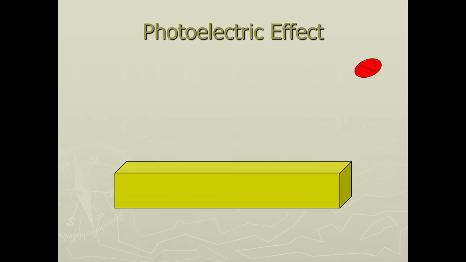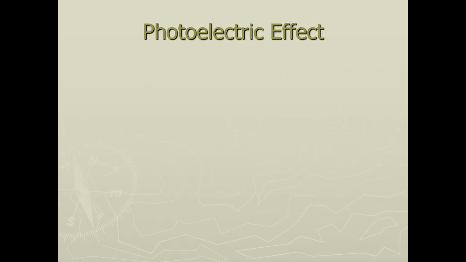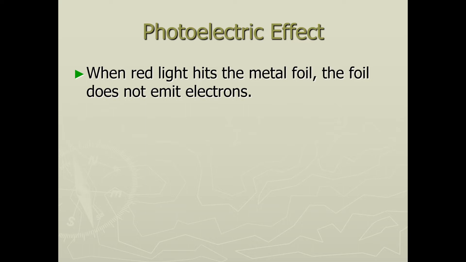Now let's try it with red light. So do you think red light is also going to emit an electron? Or maybe not? Well, let's find out. So here we go. What? Nothing's happening. What? Why? When red light hits the metal foil, the foil does not emit electrons.